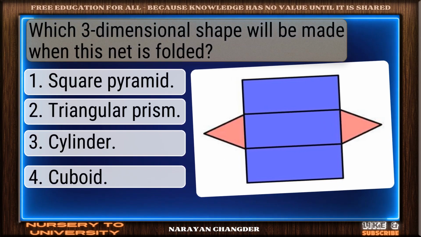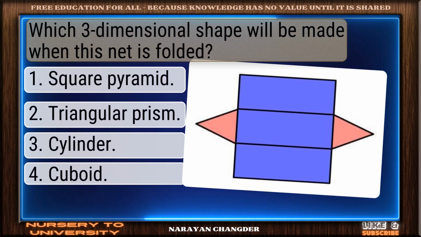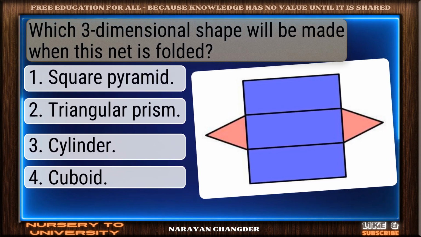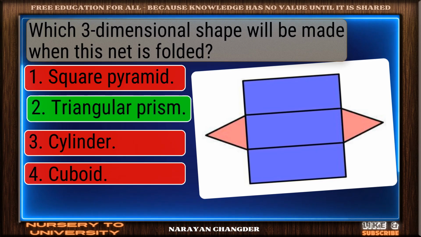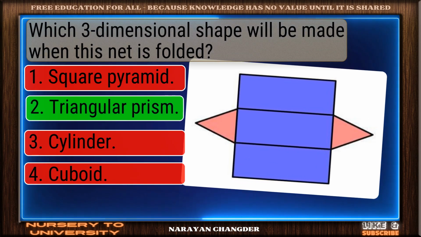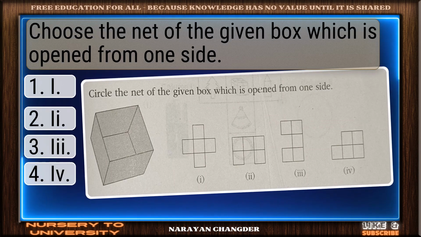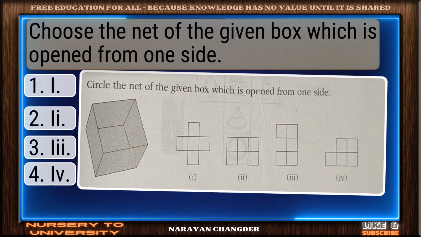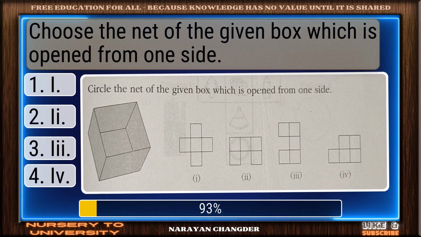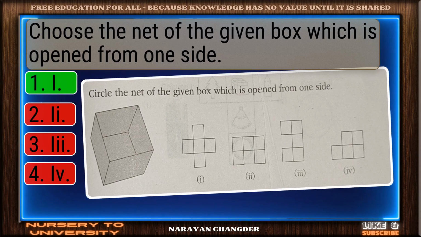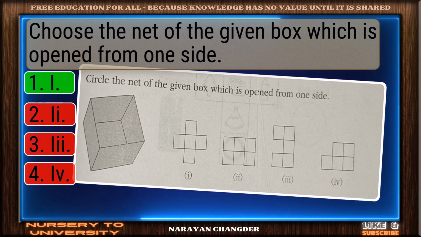Which 3-dimensional shape will be made when this net is folded? Well picked. Triangular prism is the correct answer. Choose the net of the given box, which is opened from one side. Smart move. I is an accurate answer.